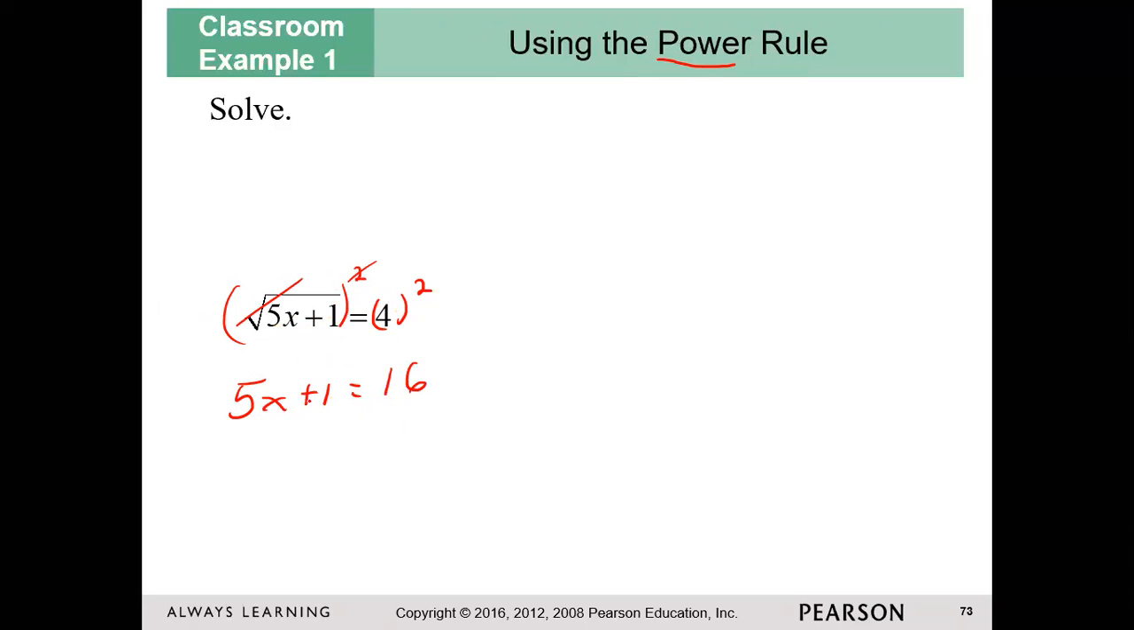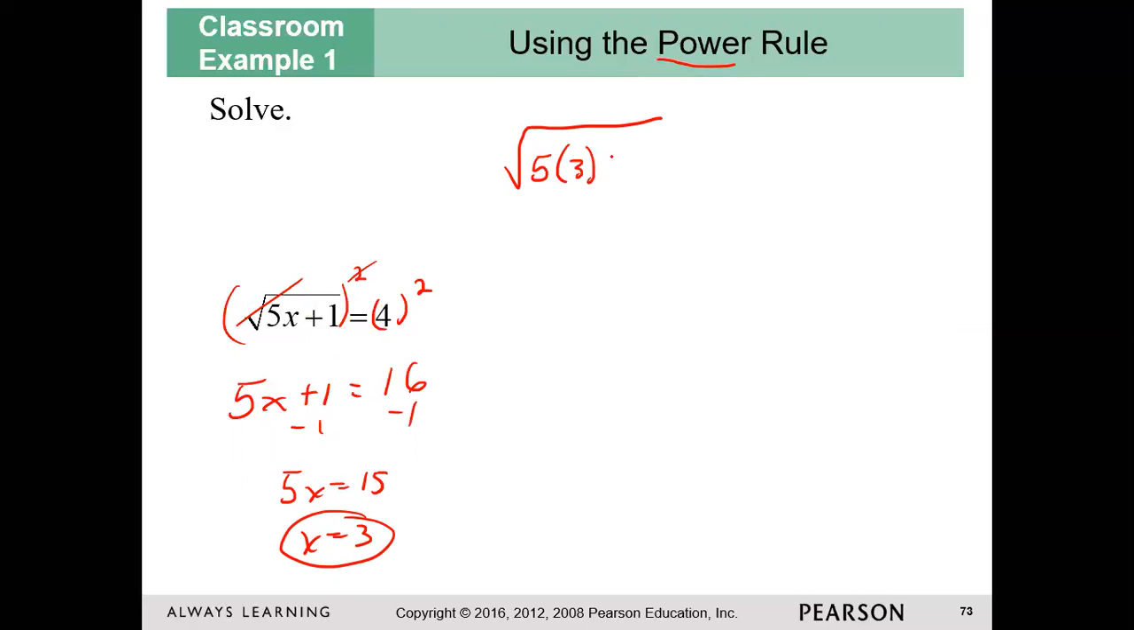And this is about as garden variety an equation as we're going to get. This brings us right back to chapter 1. So we subtract 1, 5x equals 15, x is equal to 3. So this is our proposed solution. We should check it to make sure that it is valid. So we just throw this 3 back into the original equation.